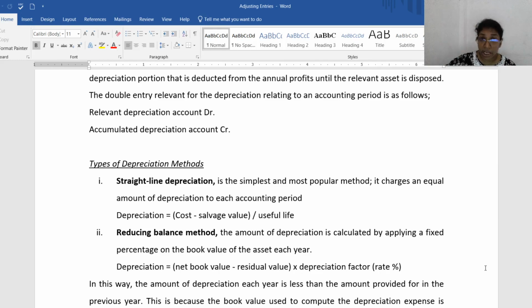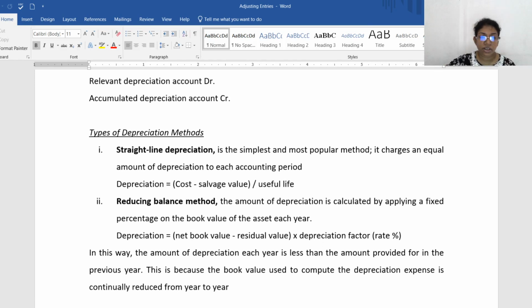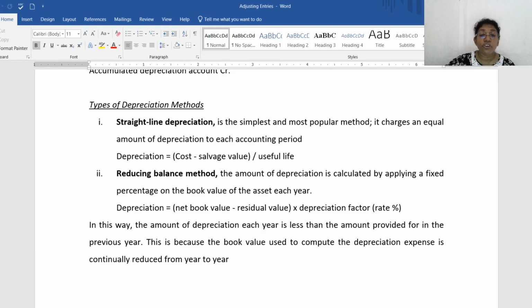Depreciation equals the net book value of the asset minus the residual value, then we multiply it by the depreciation factor or percentage. In this way, the amount of depreciation each year is less than the amount provided in the previous year. In the straight line method, we charge a fixed amount, but in the reducing balance method, we charge a higher amount in the earlier stages and a small amount in the final stages of the useful life.